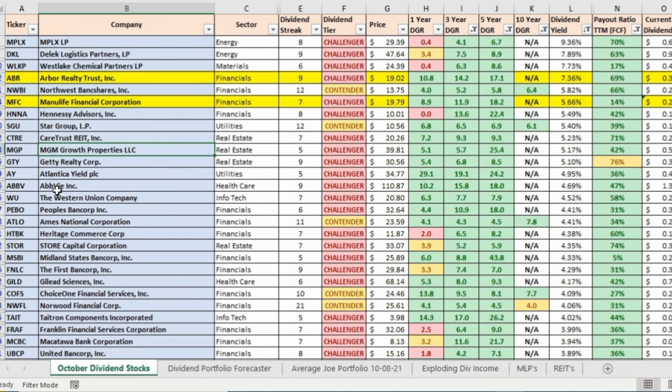Let's go ahead and include Manulife. You guys knew I wasn't going to exclude AbbVie here, right? AbbVie, great dividend growth rates and a good dividend yield here at 4.69%. Let's go ahead and include AbbVie.